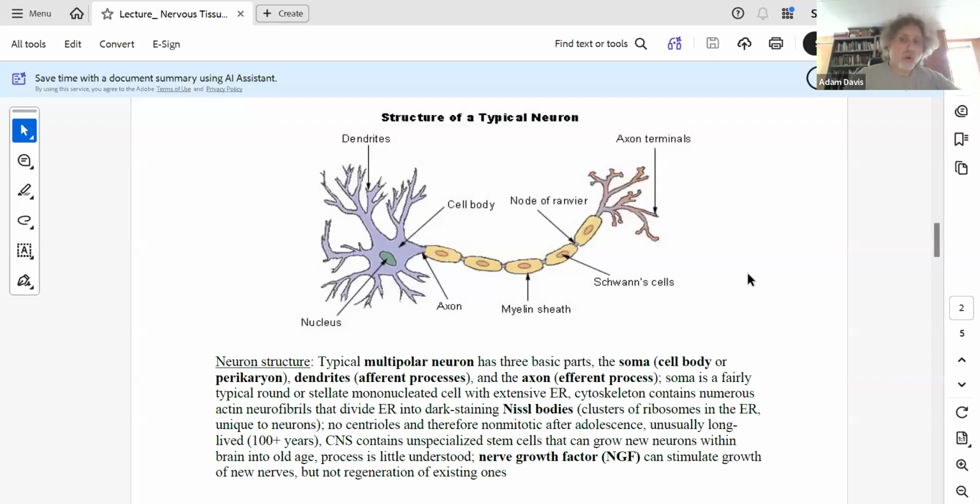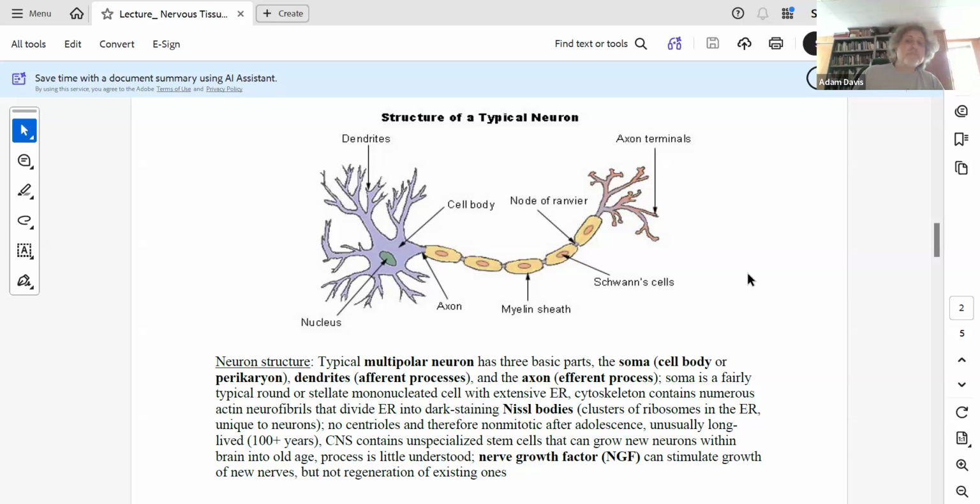All right, so this is what we call a multipolar neuron, which is the most common type of neuron in the body. And you can see it's got several different parts that we have labeled on here. And you'll see how these parts are modified in a couple of other neurons in the next lesson. But this is the baseline neuron structure that you can expect.